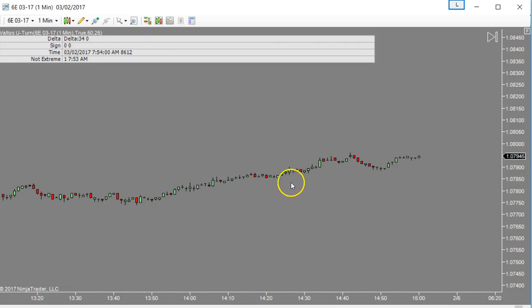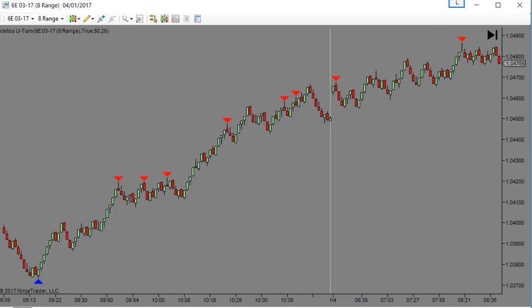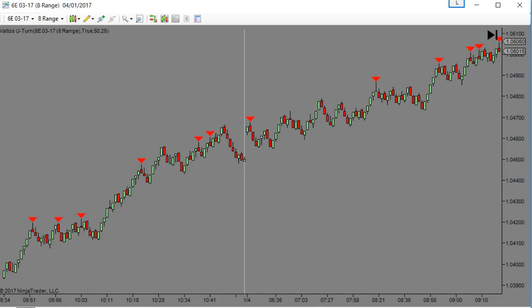Okay, so it ends on Friday the 3rd. So that's the 1 minute chart. I'm going to go through a lot of these other charts a lot quicker. I'm not going to sit there and explain. All right, so this is the euro currency, the 8 range chart. I'm just going to blow through it without the commentary. Otherwise, this will be like a 5-hour presentation. So just real quick commentary.